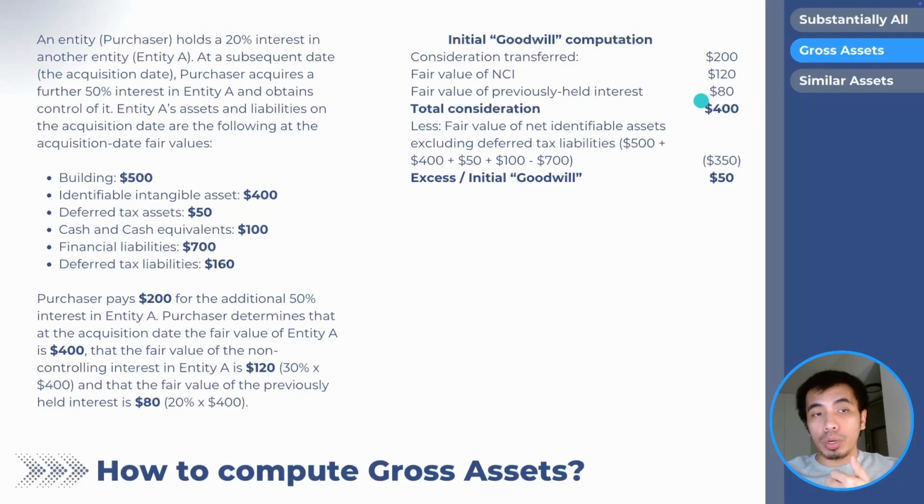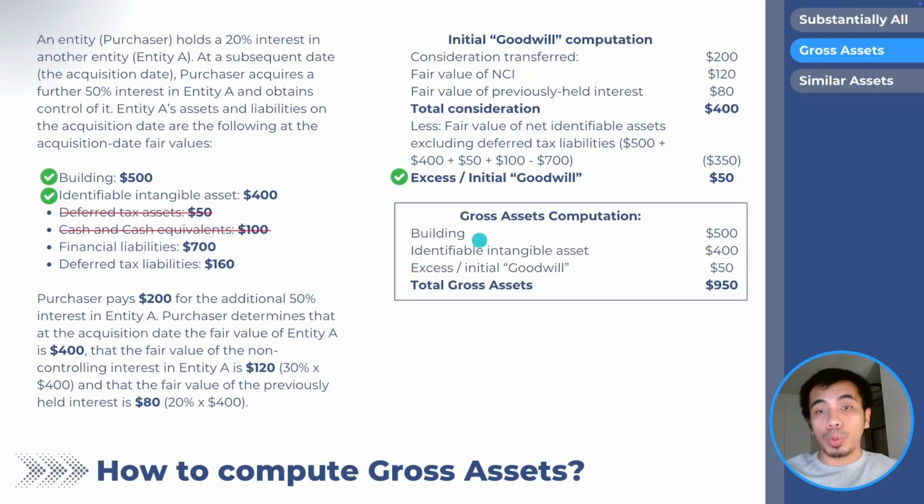We have to deduct from this 400 the fair value of the net identifiable assets and liabilities, excluding deferred tax liabilities. So we have a total of 350, which is composed of the 500 from the building, 400 from the intangible asset. We have to add the deferred tax asset. We have to add the cash and cash equivalents. And from all of those total assets, we have to remove only the financial liabilities. Notice that we still added the deferred tax asset because the definition of the standard of this excess only excludes the impact of the deferred tax liabilities in the goodwill. So the excess or the initial goodwill would be 50, which is 400 minus 350. This 50 is the amount that we will include in the gross assets of the acquisition.